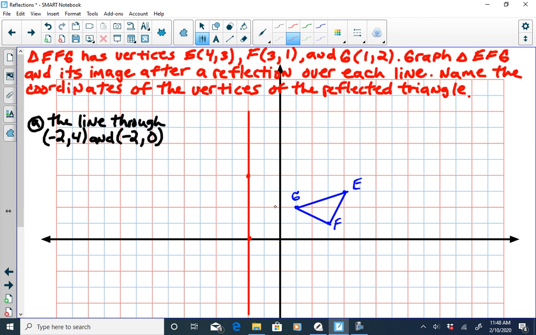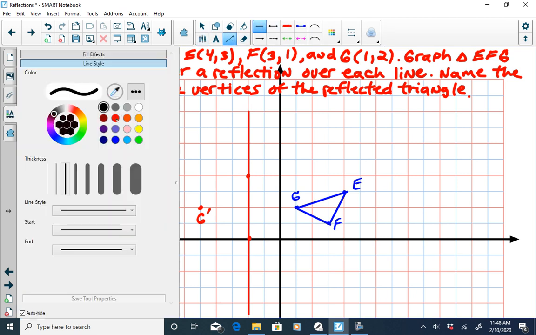If I start with point G, I'm 3 units away. So I go 1, 2, 3 units away in the opposite direction. It's going to be my G prime. Point E is 2, 4, 6 units away. So I go 2, 4, 6 units away from my line of reflection. It's going to be E prime. F is, let's see, 2, 4, 5 units away. 2, 4, 5 units away from my line of reflection. There's my F prime.